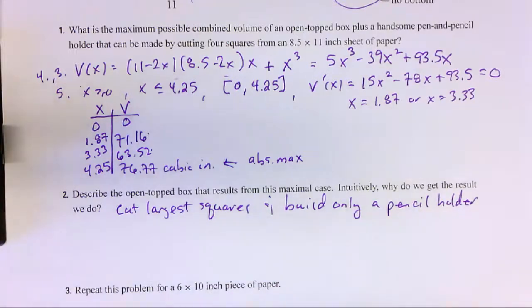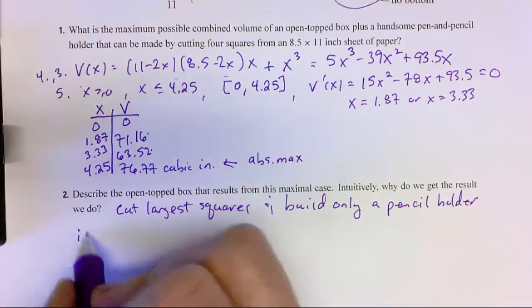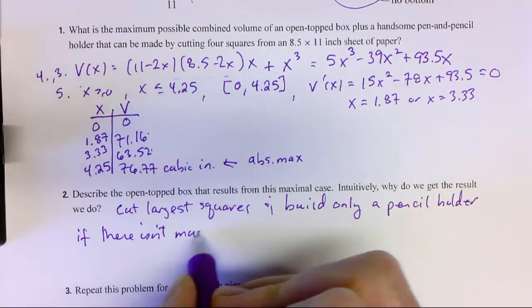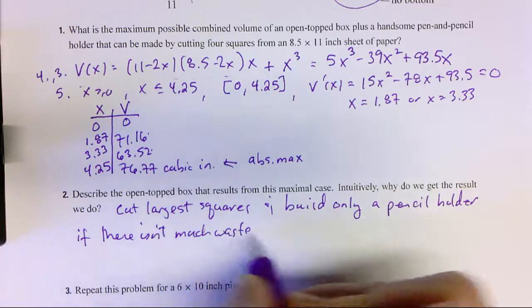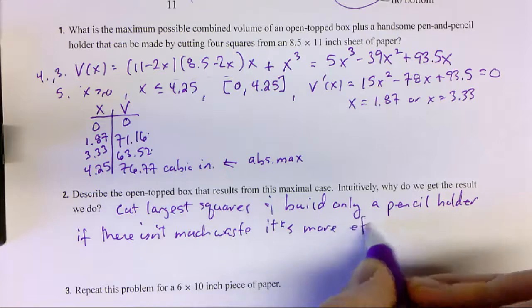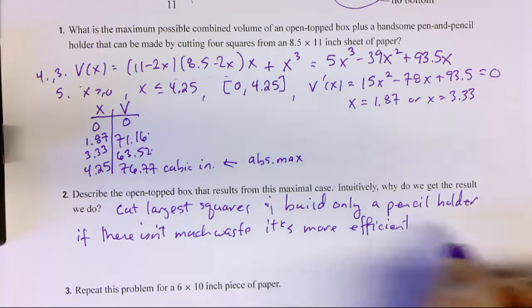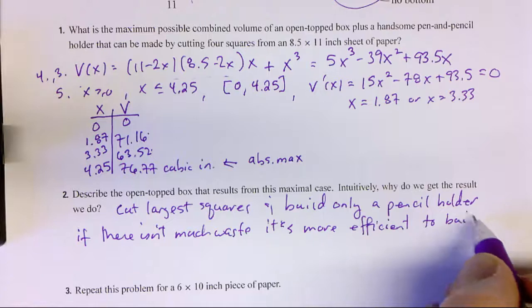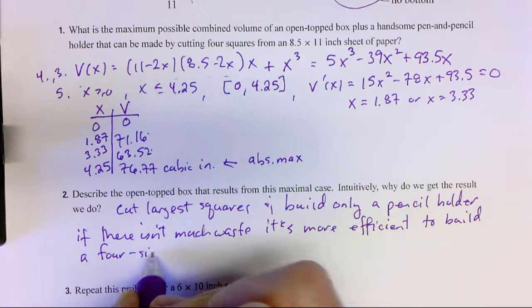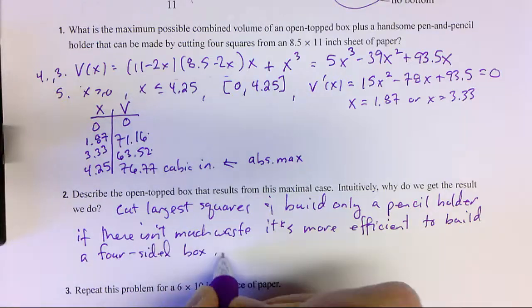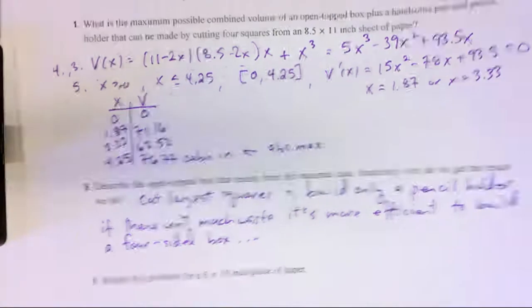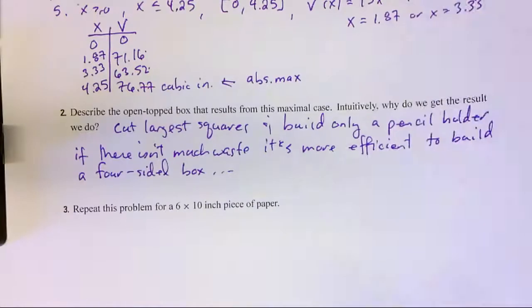Your intuition here might be that if there isn't much waste, it's more efficient to build a 4-sided box than it is to build a 5-sided box. This answer changes, depending on the geometry of the paper.